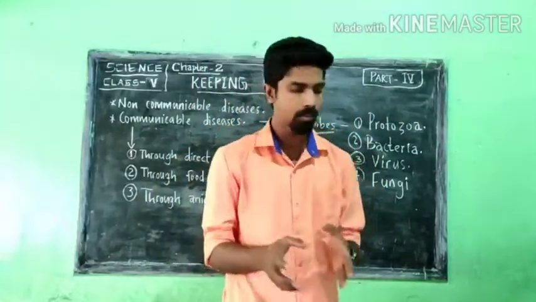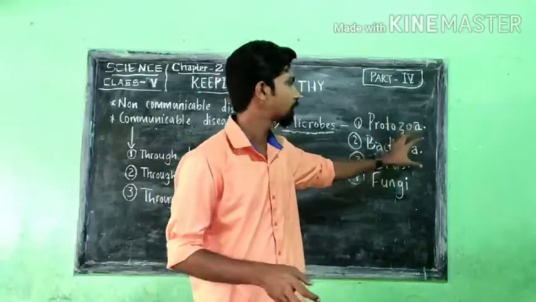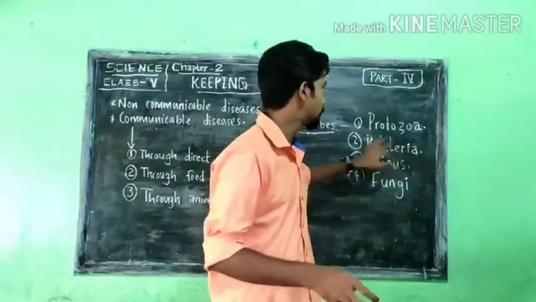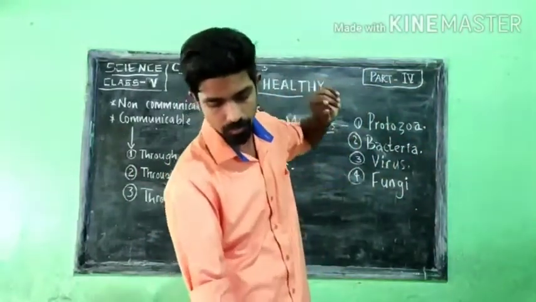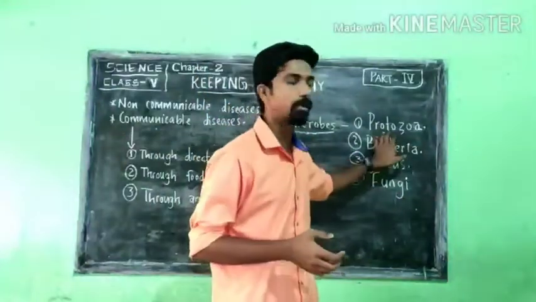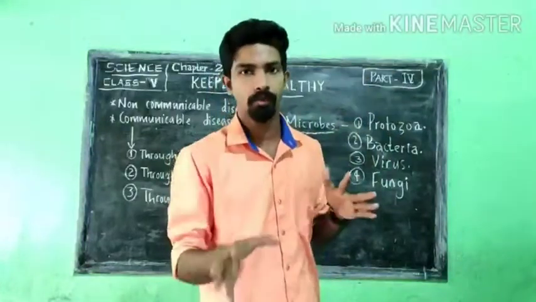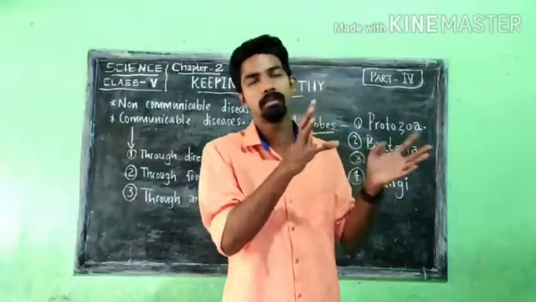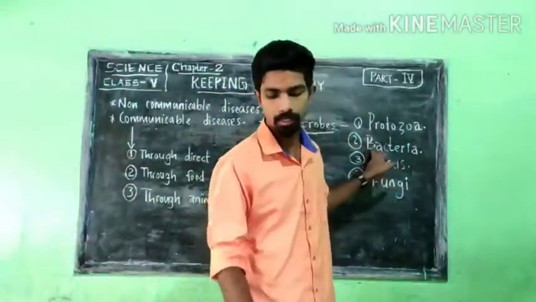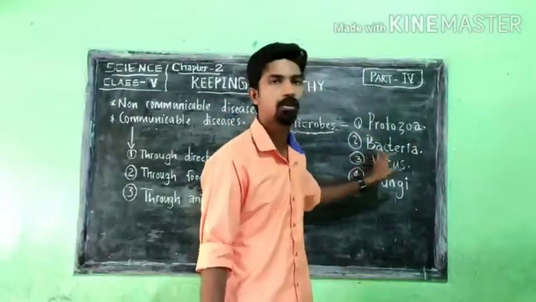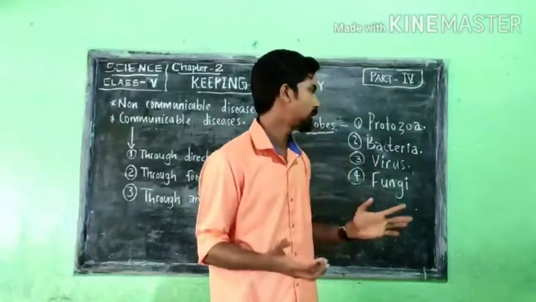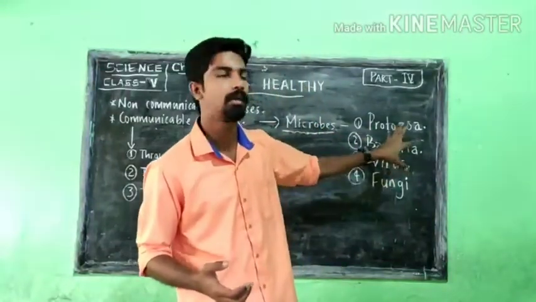Each microbe can spread different types of diseases. A protozoa can spread diseases like malaria, amoebic dysentery and kala-azar. The best example is malaria. You are almost familiar with that name. Second one is bacteria. Bacteria cause diseases like pneumonia, typhoid, cholera, diarrhea, etc. This is a very dangerous disease.